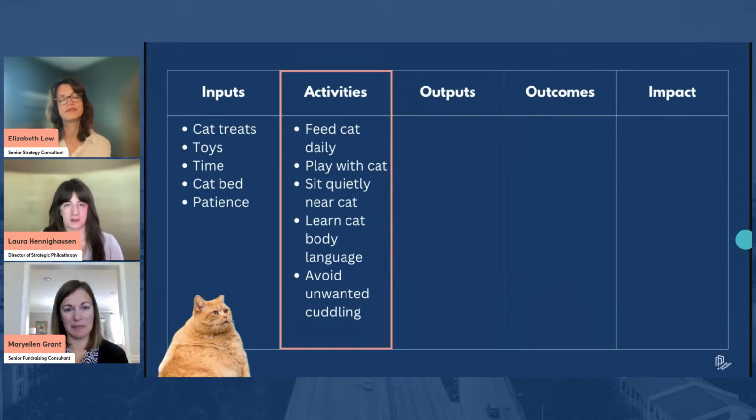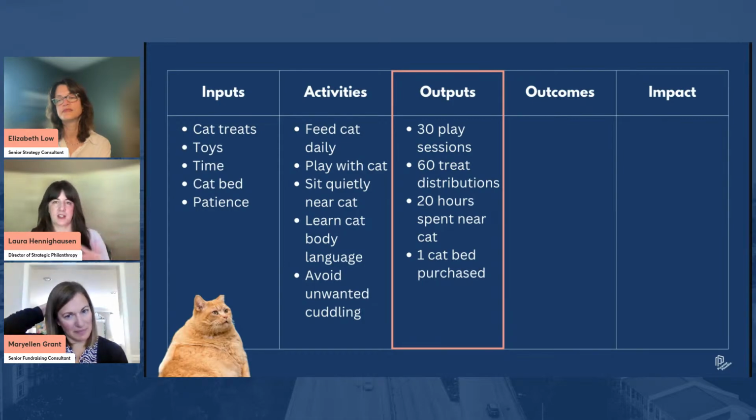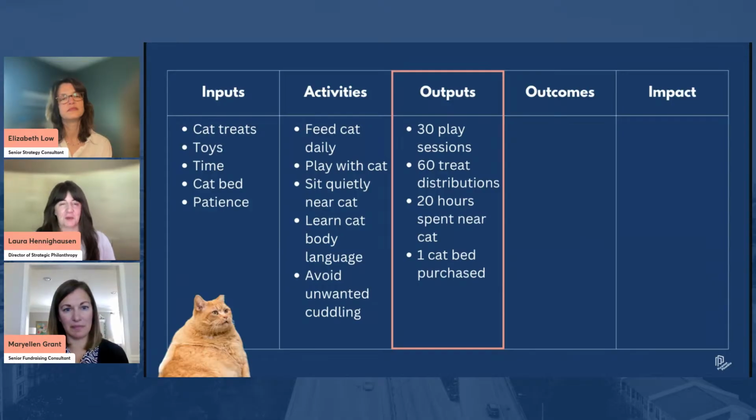So we have these activities. We've done these good things. That means we look at the outputs. Again, this is how much, the number of things, the amount, what are those actual countable results of the activities. In this case, we've done 30 play sessions. We have done 60 treat distributions. We have spent 20 hours near the cat quietly, and we have purchased the one cat bed, right? So we've done the activities, and these are those actual tangible results, what we've actually accomplished through those activities.